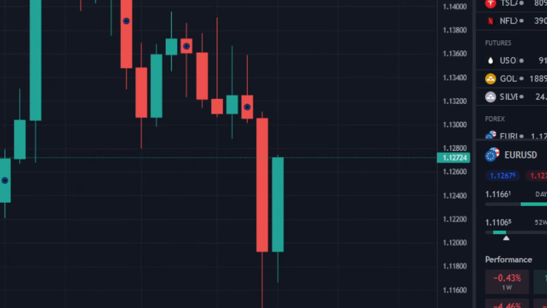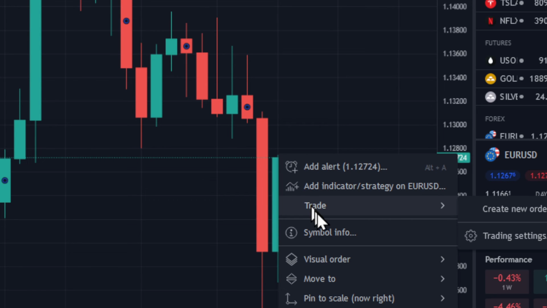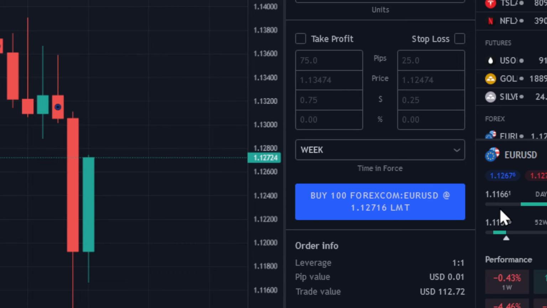Okay, so we are a little closer to being able to do some trading. And just for kicks, I'm going to show you something here. Let's say that I wanted to do a trade right here. I right click, I'm in TradingView, right? I click on trade, create new order, and I can do a buy or sell, but that's not the important thing right now. What I want to talk about is the quantity.